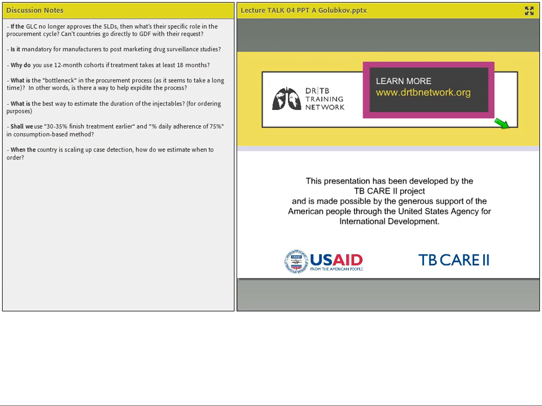The second way is, again, to use the WHO tool for calculation and see what the estimation is there. But from my own experience, even though we prescribe injectable for 8-9 months in our programs in Russia, what we actually see by consumption methods is that injectable continues only for about 5 months on average for patients. Should we use 30-35% finished treatment earlier and the daily adherence in the consumption-based method?